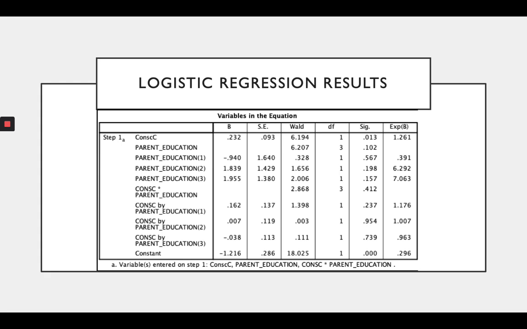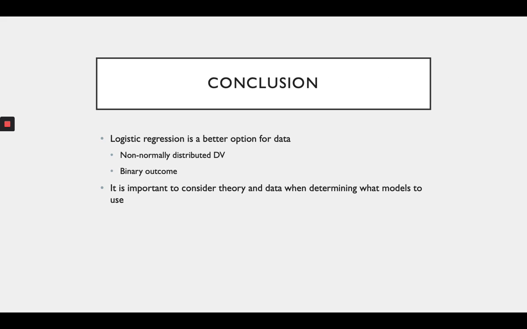So here you actually lose some of our statistical significance when we try to have an interaction term between conscientiousness and parent education. But overall, the logistic regression is a way better fit for our model, for our data. So this is primarily based on the fact that we have non-normally distributed dependent variables, and it's important to consider theory and data when determining what models to use for your actual data.